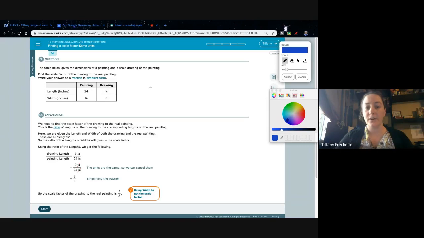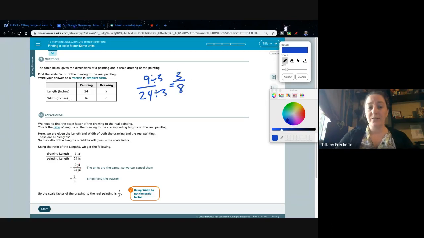So they give me length first. So I have the length of the drawing to the length of the painting. And then we do want to go through and reduce this. They can both divide by 3, which you can see down here also. This is what they're doing down here. So if I divide by 3, I get 3. If I divide by 3 on the bottom, I get 8. So this is my simplest form.